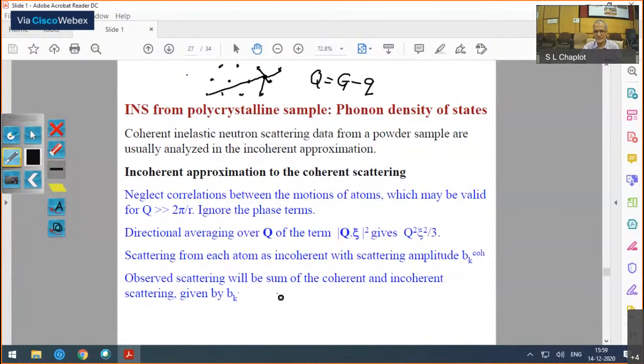So what you have here is the coherent part plus the incoherent part. That gives me the total cross-section, and so I will take the square root of it and call it b_k, which is the effective scattering length, and so my total scattering will be proportional to this quantity, or the square of this quantity.